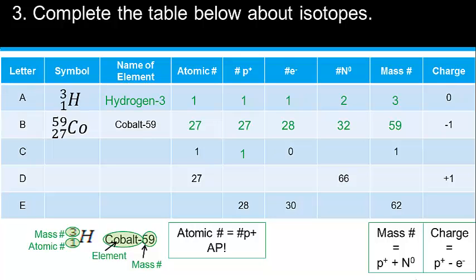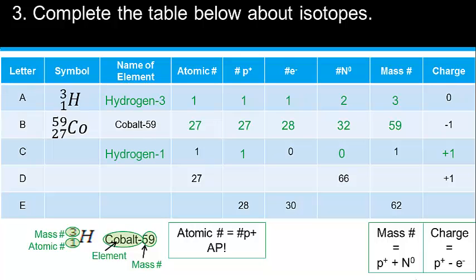Next, for isotope C, we're going to have the atomic number 1, which means that we have 1 proton. The mass number is also 1. Mass number is protons and neutrons, and I already have 1 proton. Therefore, my number of neutrons must be 0. In this instance, we don't have any electrons, but I do have 1 proton. So 1 proton minus 0 electrons is a plus 1 charge.